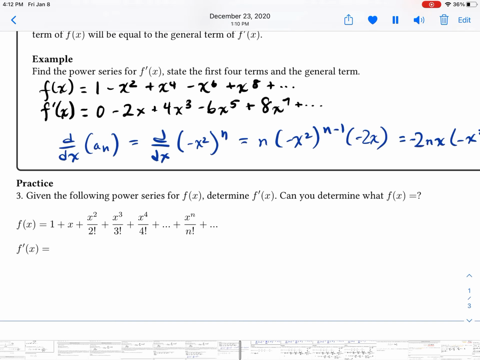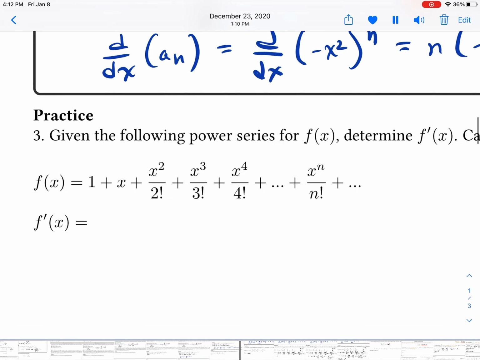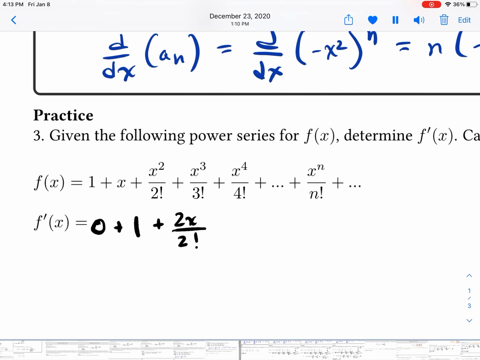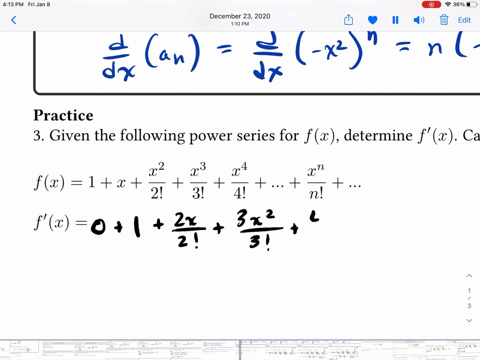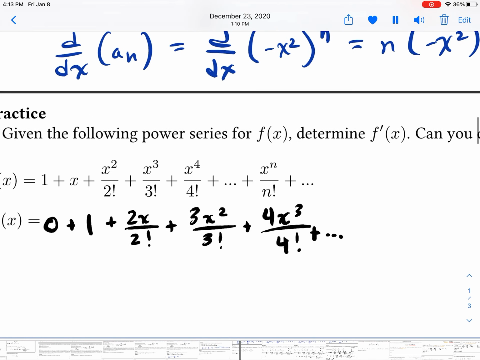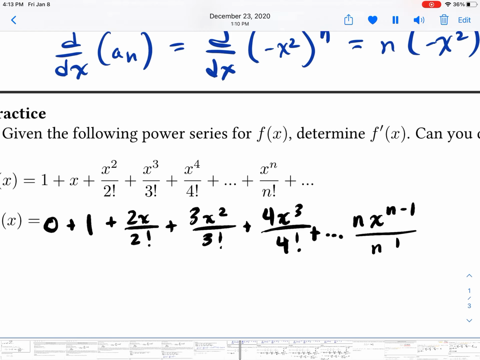So instead, let's look at the derivative of this series to see if it gives us any clues. I'm going to do that by just looking at the derivative of each term. So this first term would be 0, and the next term after that is 1. This next term would be 2x over 2 factorial. This one would be 3x squared over 3 factorial. I'm going to just keep doing this over 4 factorial, and then with the general term, again applying the power rule, we've got n times x to the n minus 1 over n factorial.